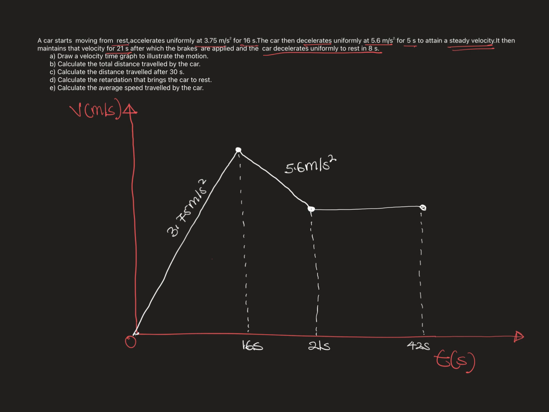Okay, so after that, what happens? The car decelerates uniformly to rest in 8 seconds. So if you add it to 42, we're going to have 50 seconds. So it means the total journey was 50 seconds. Okay, so this is how the velocity time graph is going to be drawn.